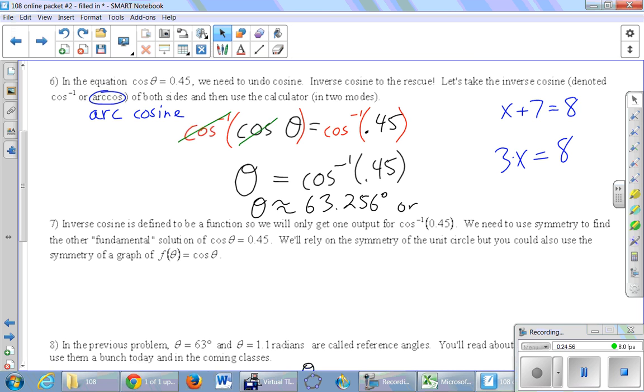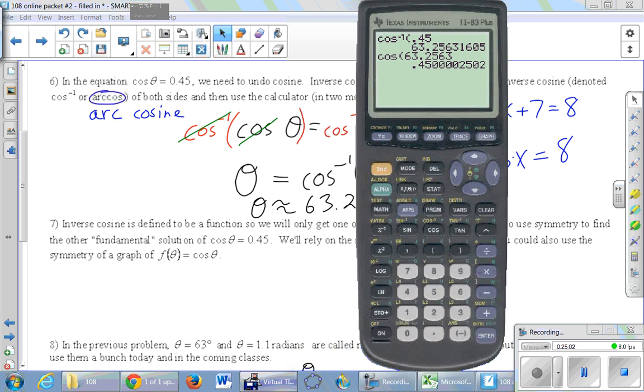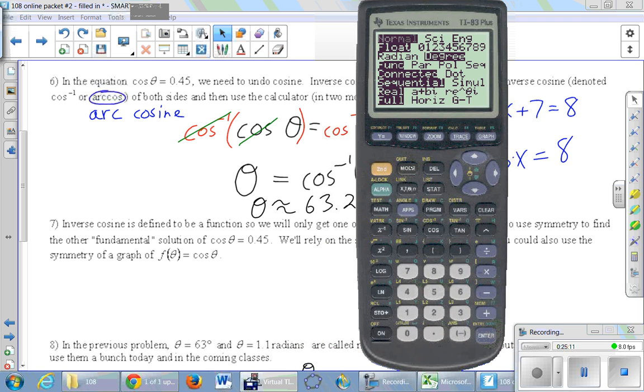Okay, now we could just as well do this in radian mode. So let's do it in radian mode. Let me clear that. I'm going to type it again, just like we had it. Inverse cosine of 0.45. So we've got that same number we just saw. Now I'm going to go in here and change my mode to radian mode.